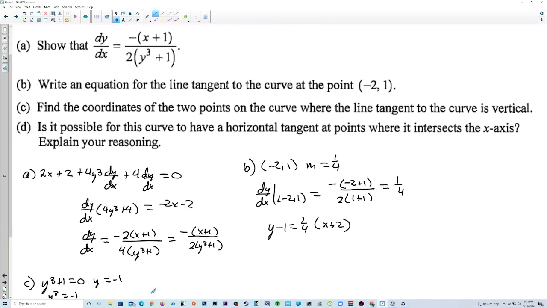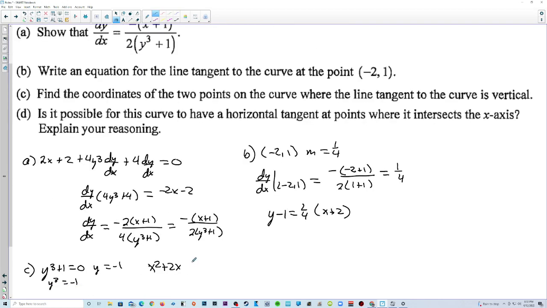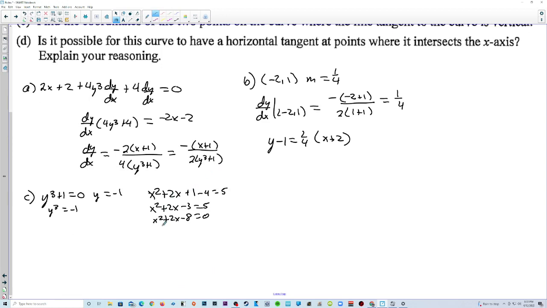x squared plus 2x plus 1, plus really negative 1 to the fourth, but that's going to be plus 1, minus 4 is equal to 5. So x squared plus 2x minus 3 is equal to 5. x squared plus 2x minus 8 is equal to 0. So x plus 4 and x minus 2. So x is equal to negative 4, x is equal to 2. So we have the points negative 4, negative 1, and 2, negative 1.